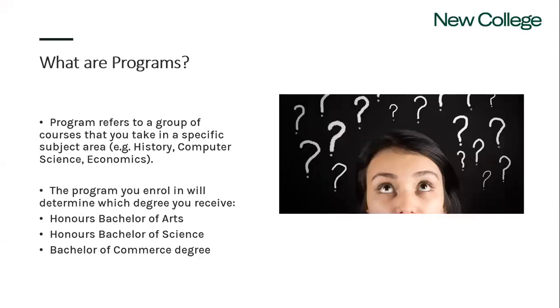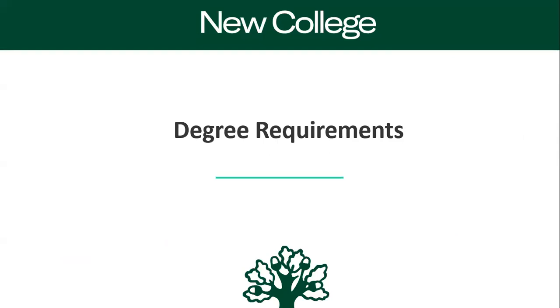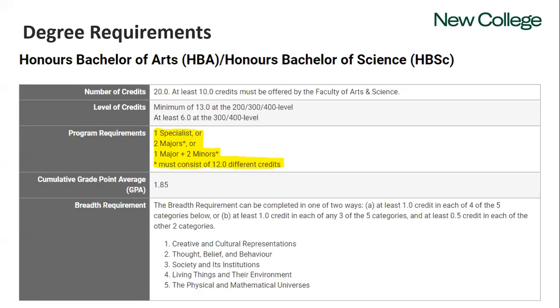As we saw in a previous slide, the program combination we're referring to is the one highlighted. A student is expected to enroll in either one specialist, 2 majors, or 1 major with 2 minors. And again, we'll go over this in detail and we'll see how the different tools will help you keep track of that.